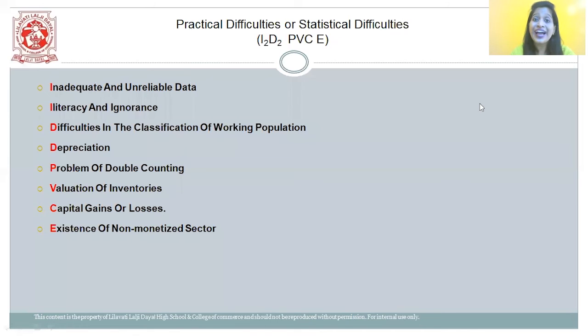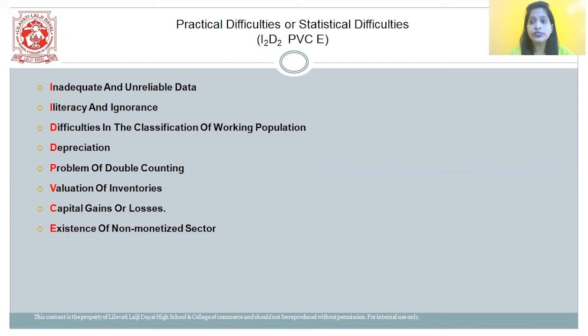Let's move on to the practical difficulties or statistical difficulties in measuring the national income. So here again, students, you have a code word that says IDPVCE. So the first one, students, I stands for inadequate and unreliable data. Here, the correct data of national income is not considered from the rural sector. You always have inadequate and unreliable data.